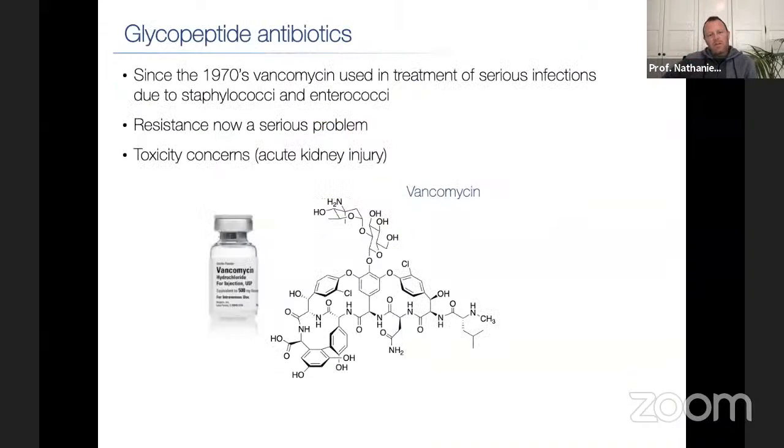And the story starts with a bit of background, namely into the glycopeptide class of antibiotics, typified by the molecule you see here, vancomycin. Vancomycin was introduced into the clinic in the 70s, and since that time has been used frequently for the treatment of infections due to Staphylococci and Enterococci. And it's been used very successfully for many years.